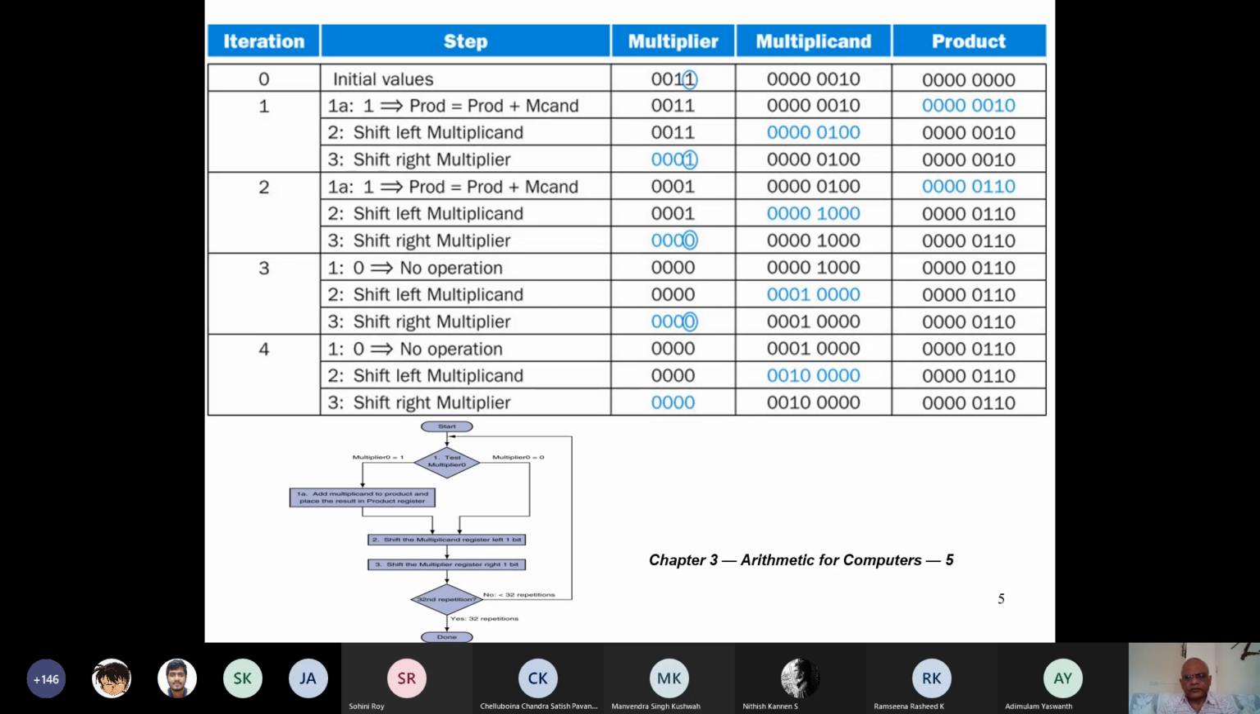Look at the next bit, it is 0, don't do anything. Next one is 0, don't do anything. Last one, okay, the multiplier was 0, 0, 1, 1. So these two are 1, and we just added; the last two, we did nothing, we just shifted the product. The multiplicand and multiplier we just shifted, that's all. This is the product. It's already formed here in the second step.